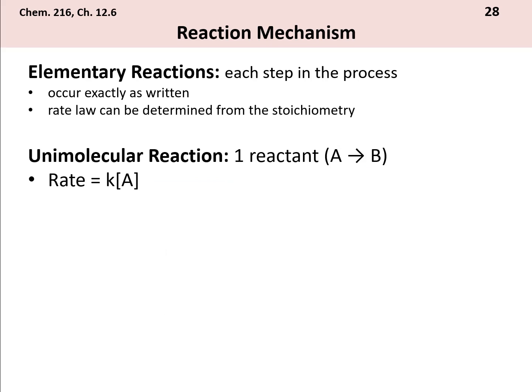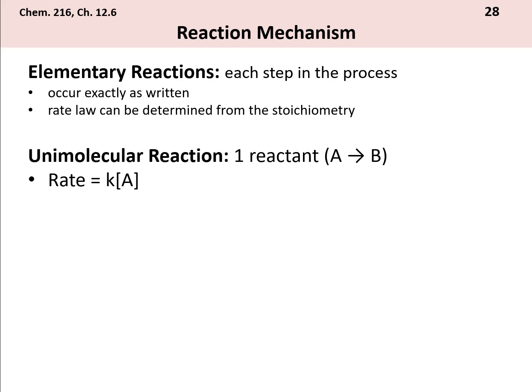let's look at those elementary reactions one more time, right? So elementary reactions are each step in the process, okay? And they occur exactly as written, okay? Now, for reaction mechanisms, we can say something special. The rate law can be determined from the stoichiometry. This is different than what we've learned for everything else, right? For elementary reactions, if I look at that reaction, I know the rate law.